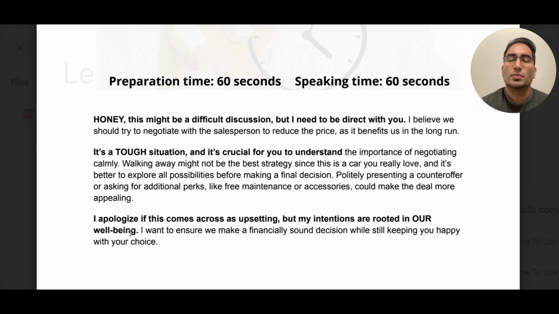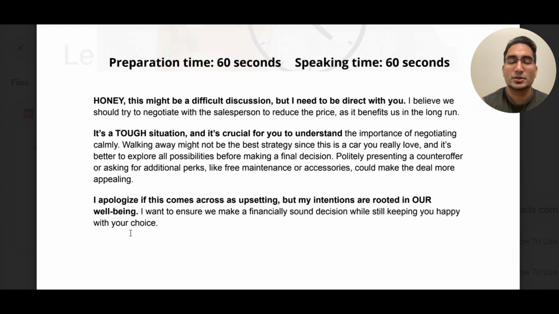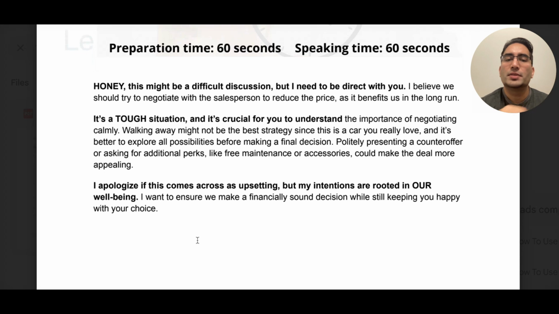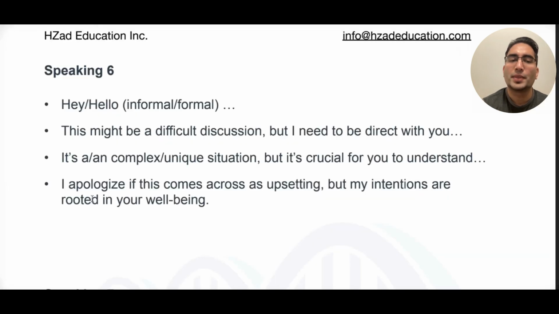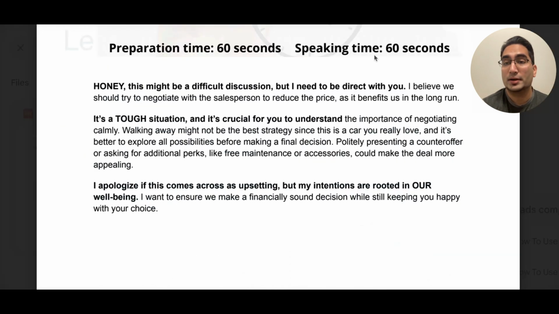Now here is your mark for your emotional intelligence, so make sure to apologize or show that you have that guilt because you are not choosing what your spouse wants. I apologize if this comes across as upsetting, but my intentions are rooted in our well-being. So the template says your well-being, and in this case, you both are buying the car, so it's our well-being. I want to ensure we make a financially sound decision while still keeping you happy with your choice.